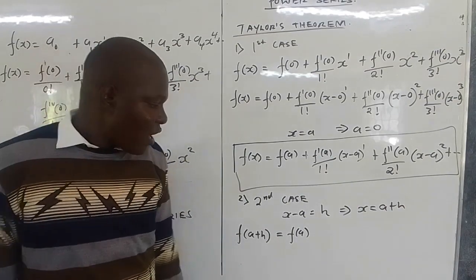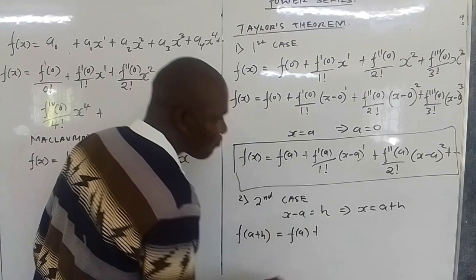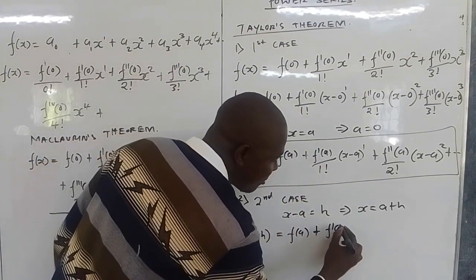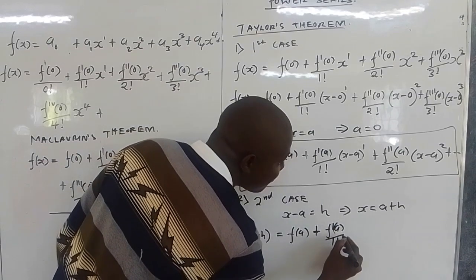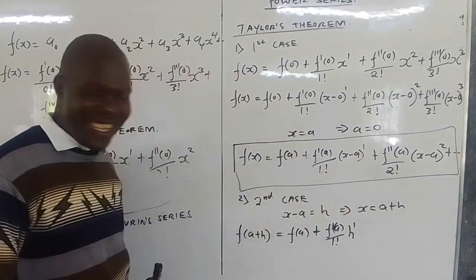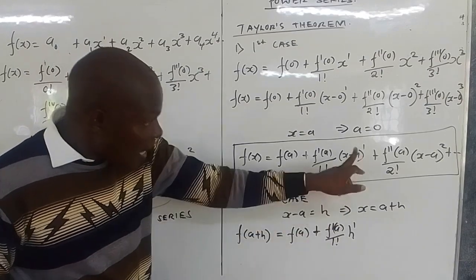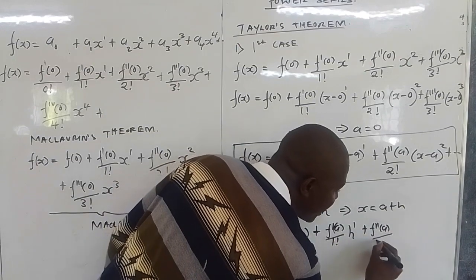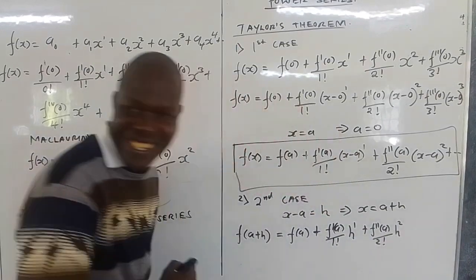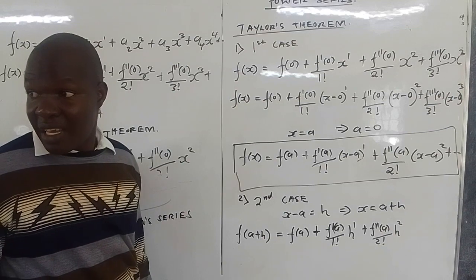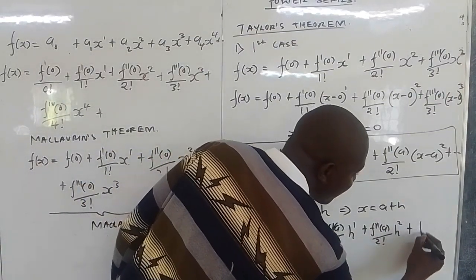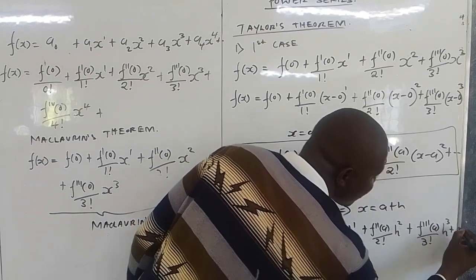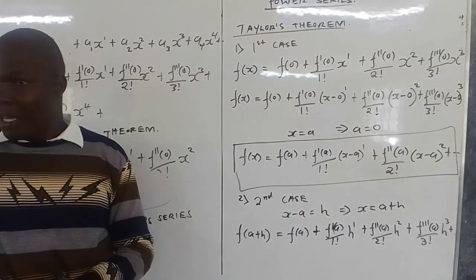Okay? Yes. I have continued with the substitution, then it is plus f prime of a over 1 factorial, then h is raised to power 1, isn't it? You see that? X minus a, where you see it, you put h. Meaning if I have f double prime of a, it is over 2 factorial, then h is squared, isn't it? Are we together? Then plus, now if it is to power 3, so you've seen the trend. Over 3 factorial, then h is raised to power 3 in that order, isn't it? Are we together?